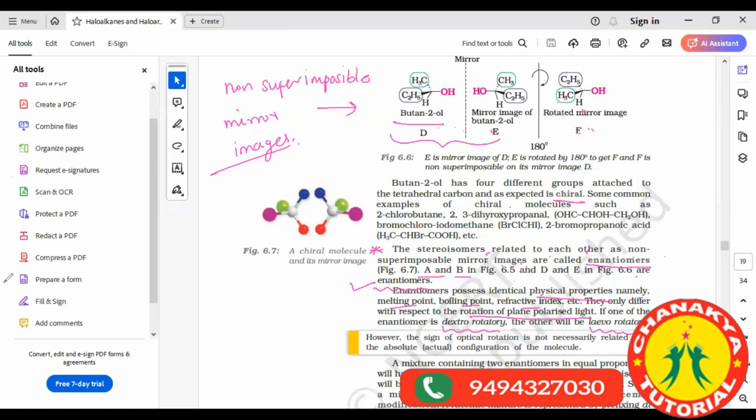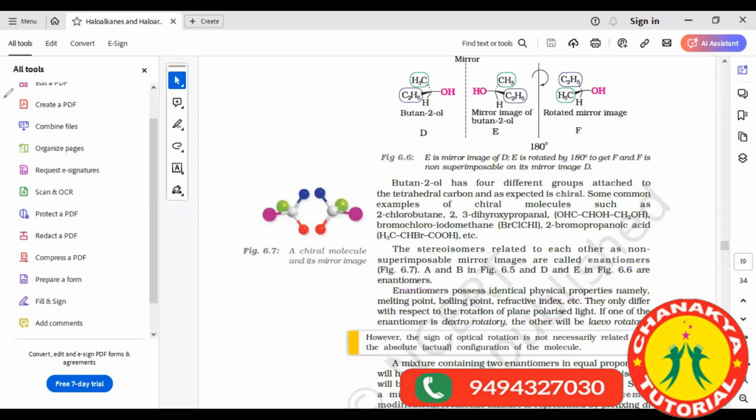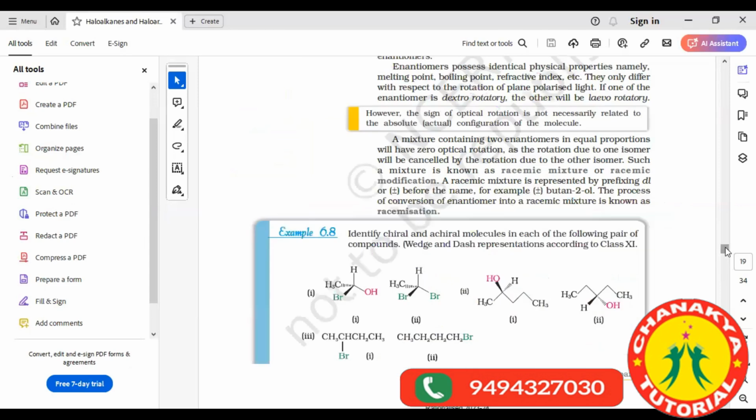Now, about the chiral mixture, they are going to explain it in your textbook. Then I don't want to focus much on the rest. I'll just explain racemic mixture and racemization. Now, enantiomers may be dextrorotatory or levorotatory. It can be shown by either a small d sign or a small l sign.